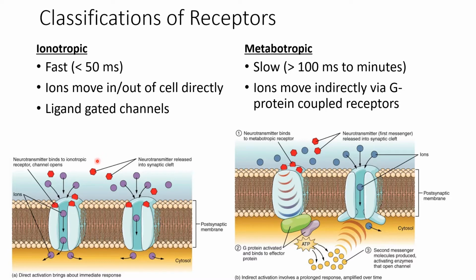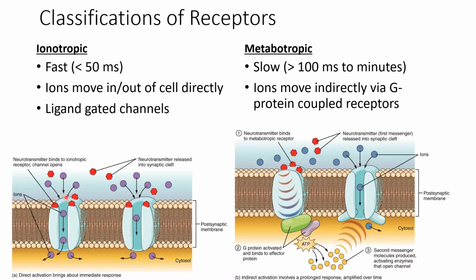So when the neurotransmitter, here's this neurotransmitter here in this little hexagonal red shape, when it comes and binds onto this receptor, it's going to, in this case, open the channel and allow all these ions to come flooding through. Notice that the neurotransmitter itself doesn't go through, it's just causing a change on the receptor. So for these ionotropics, these are really fast acting, meaning that it takes less than 50 milliseconds for them to open up and start doing their thing.